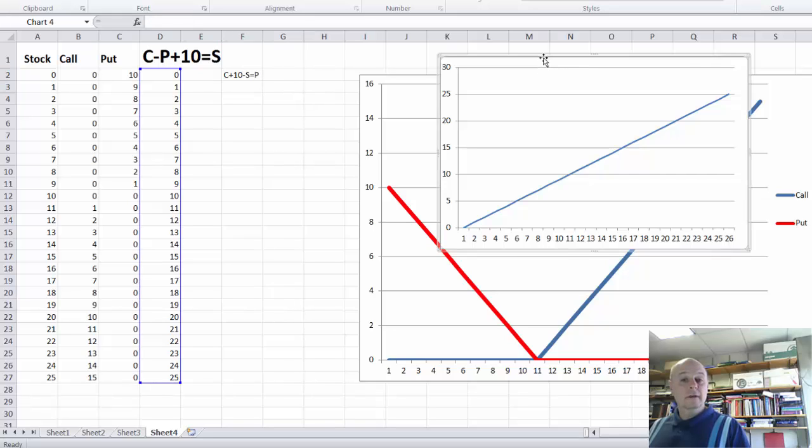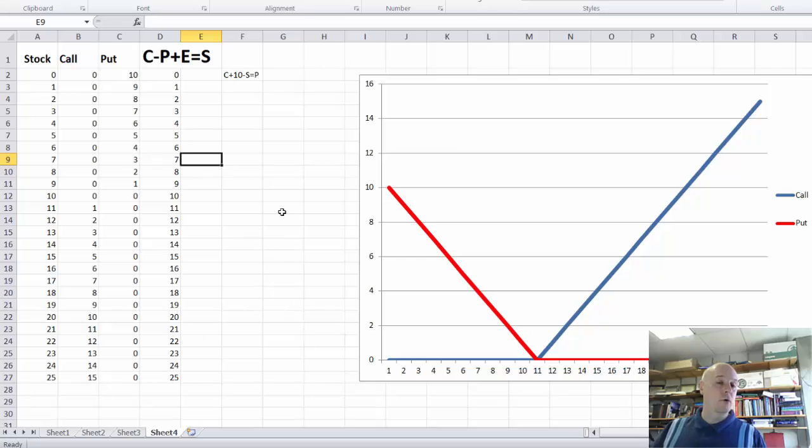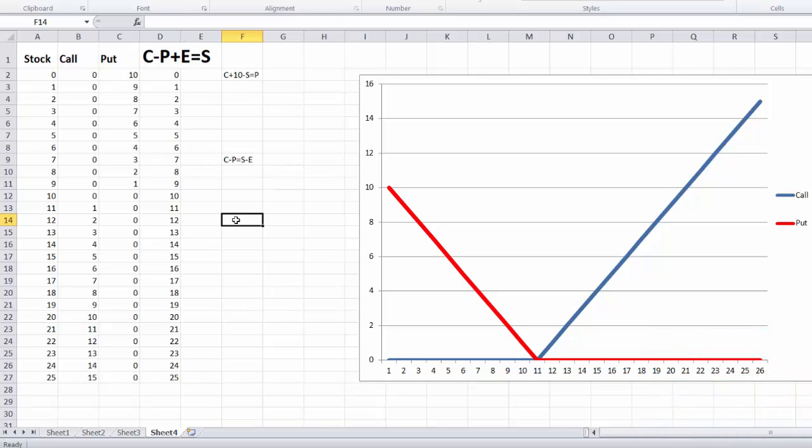Now, let's get rid of this, and let's look at this relationship here. And let's be a bit more general. That $10 then, that was the exercise price. So this relationship I'm looking at here, that this call minus the put plus the exercise price is equal to the stock, it's more commonly written as call minus the put is equal to the stock minus the exercise price.